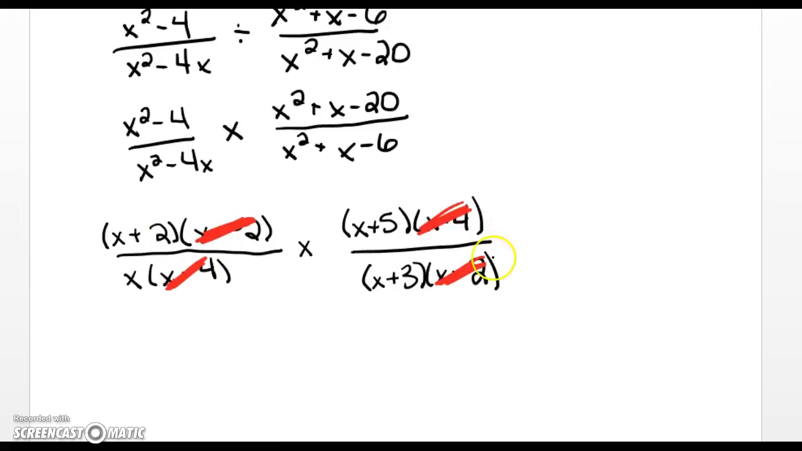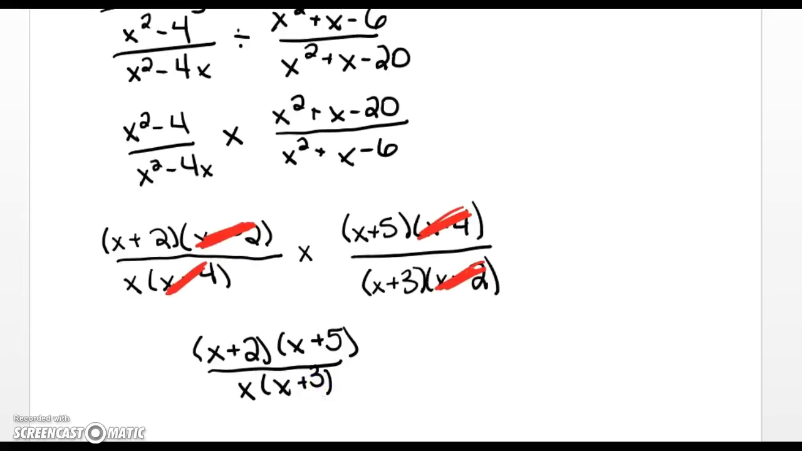So we've gone through everything, checked for anything that's in common, so now all we do is rewrite whatever's left over. So we have x plus 2 times x plus 5 all over x times x plus 3. So what you should always do is go back and double check to make sure that there's nothing in common with those terms, and if not, then we are actually all done this question. We've stated those non-permissible values, and we've divided the two rational expressions. So that's everything here for this video.